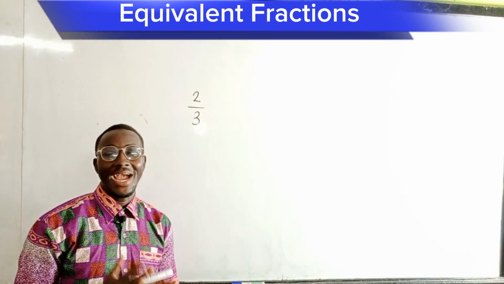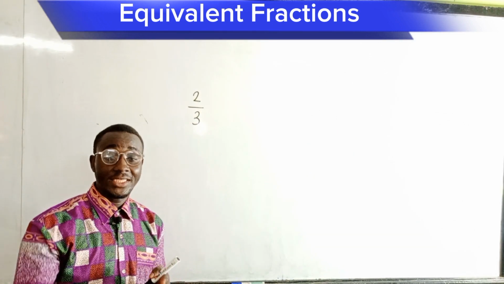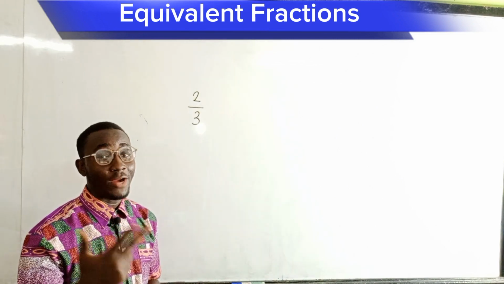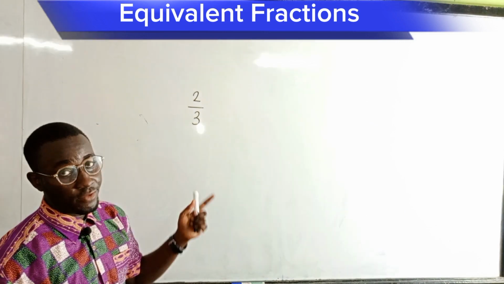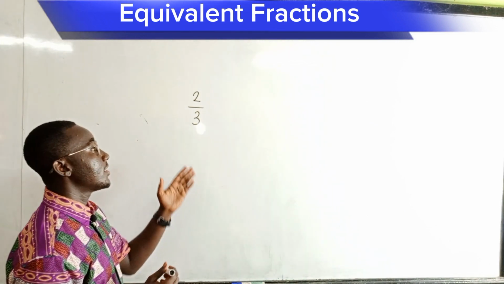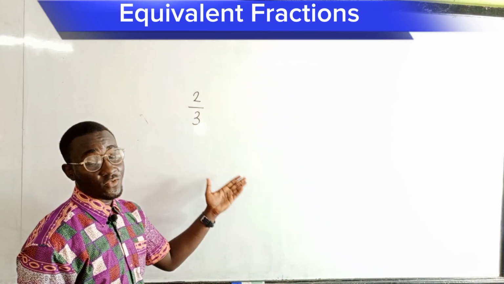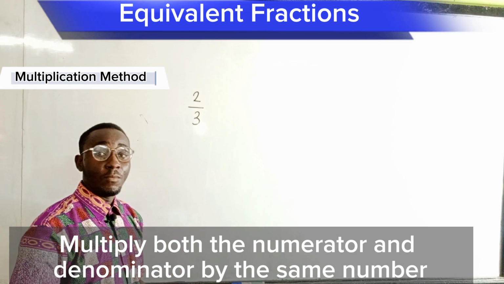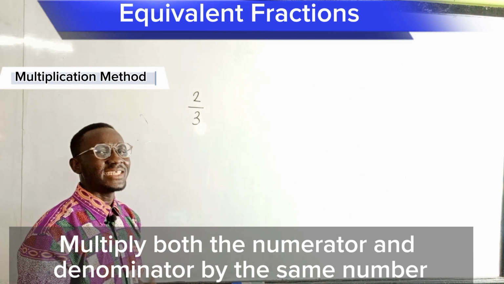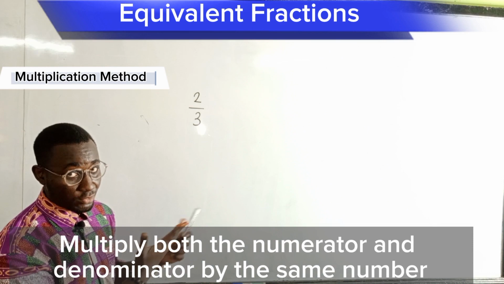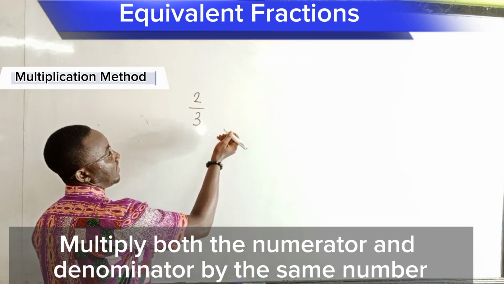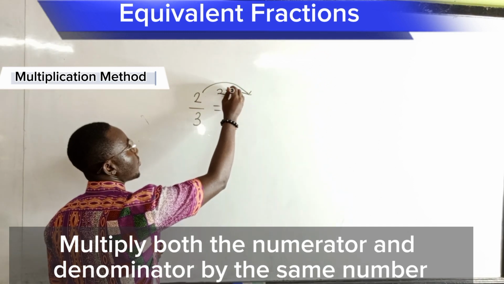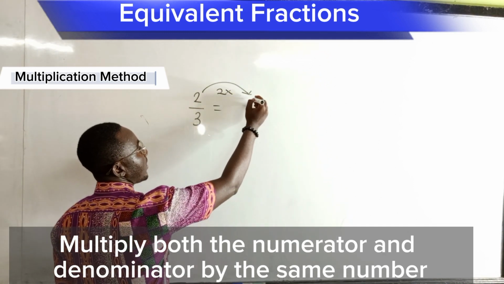So now we are going to look at how to identify the equivalent fractions of a given fraction. In this case, you are going to look for the next 2 equivalent fractions of 2 out of 3. To find equivalent fractions, what you are going to do is multiply both the numerator and the denominator by the same number. Let me demonstrate that. So I want the next equivalent fraction. I'm going to multiply this numerator by 2. And 2 by 2, I'm going to get 4.